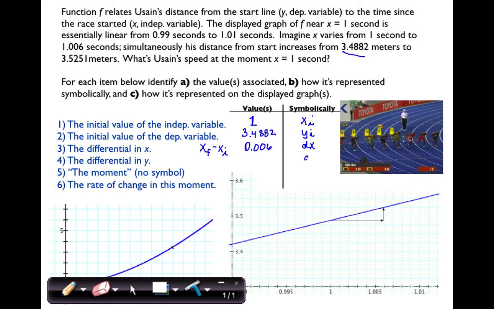The differential in y is the corresponding variation in distance that happens during this time, which is not quite as easy to subtract. Let's see, 251 and 118, 369. Maybe. Is that right? Maybe. Just trying to find the difference between these. Oh, I'm missing a zero, it's 0.0369.